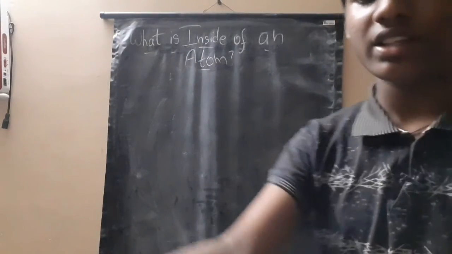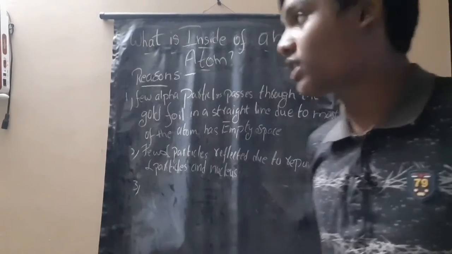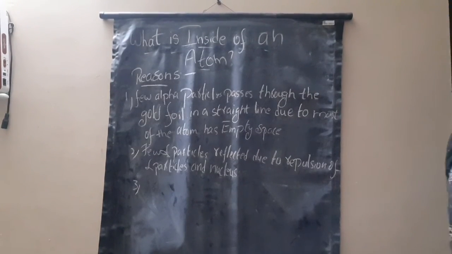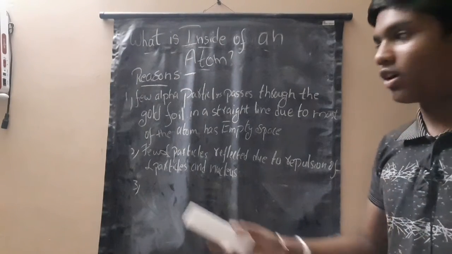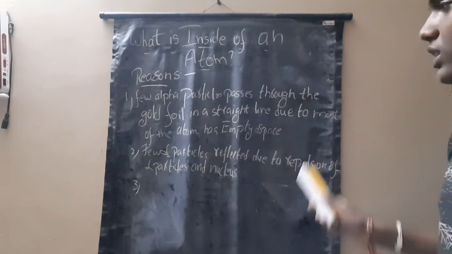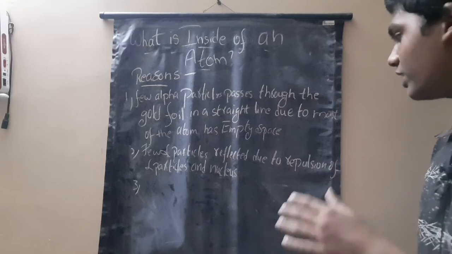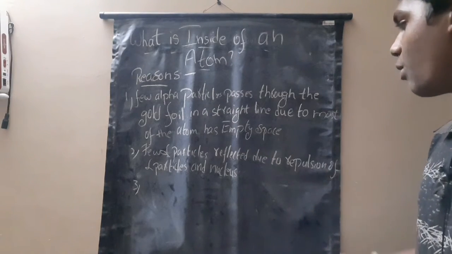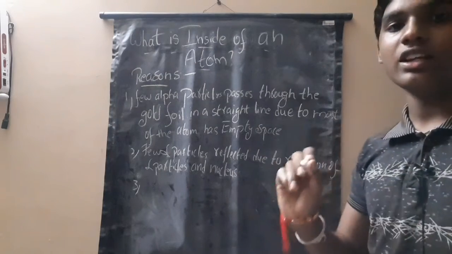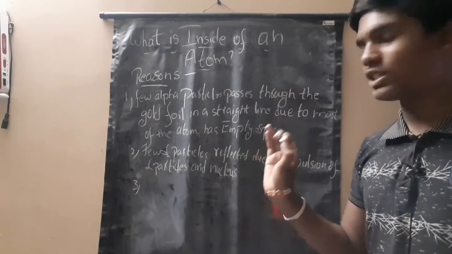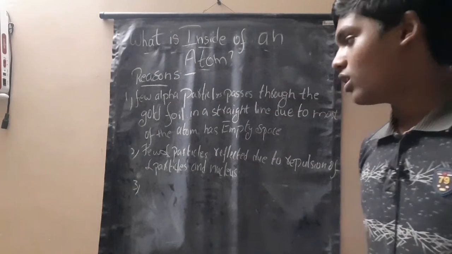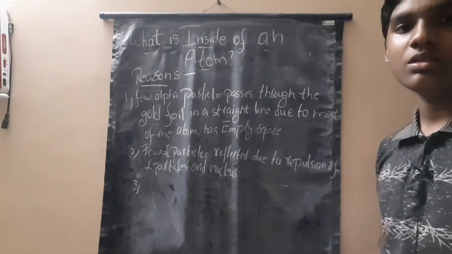Now let us see the reasons of the observations in Rutherford's atomic model. First of all, few alpha particles pass through the gold foil in a straight line because most of the atom is empty space. This is an important point: most of the atom has empty space, so the alpha particles move in a straight line.